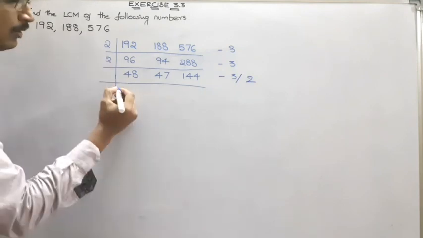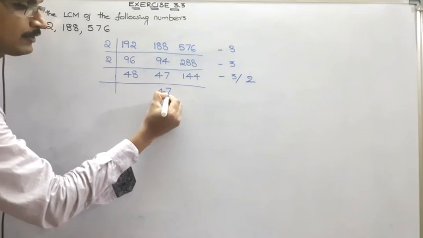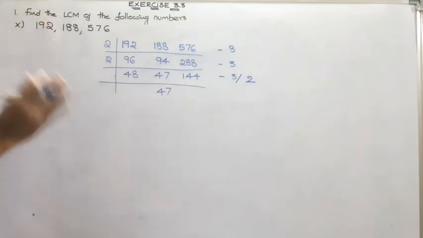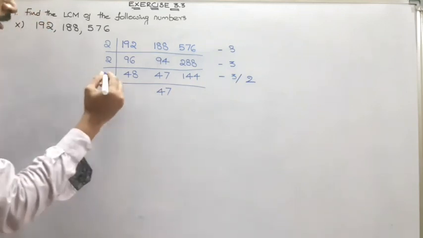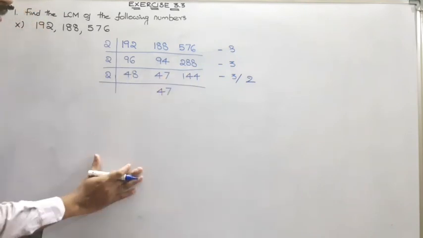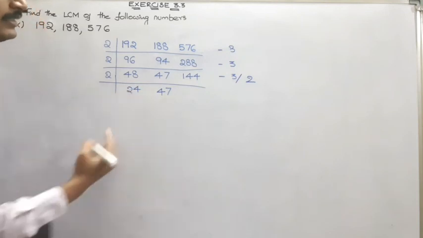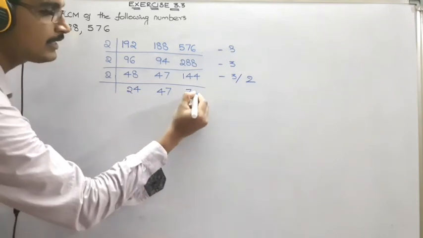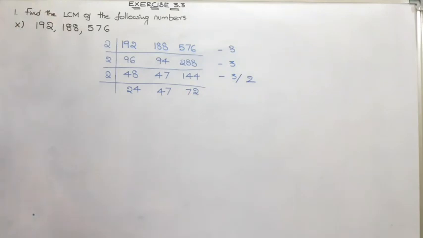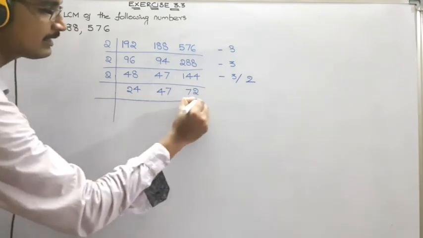We'll drop that number which is not divisible by 2 as it is. 47 we are writing as 47. Now what we are going to do is cancel the rest of the numbers. 2 24s are 48. 2 72s are 144.